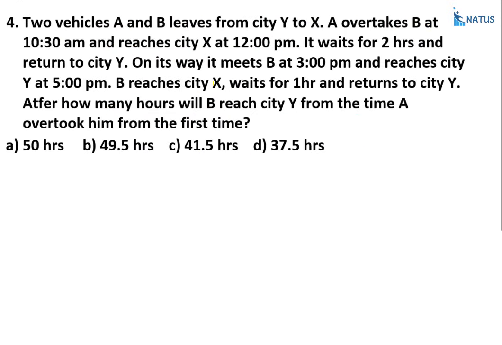Fourth one. Two vehicles A and B leave from city Y to X. A overtakes B at 10:30 a.m. and reaches city X at 12 p.m. It waits for 2 hours and returns to city Y. That is the first point. On its way, it meets B at 3 p.m. on the return and reaches city Y at 5 p.m.